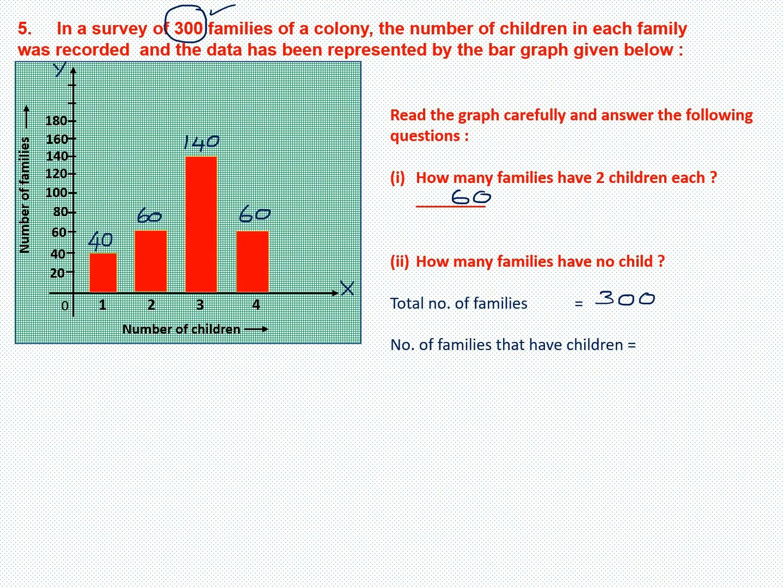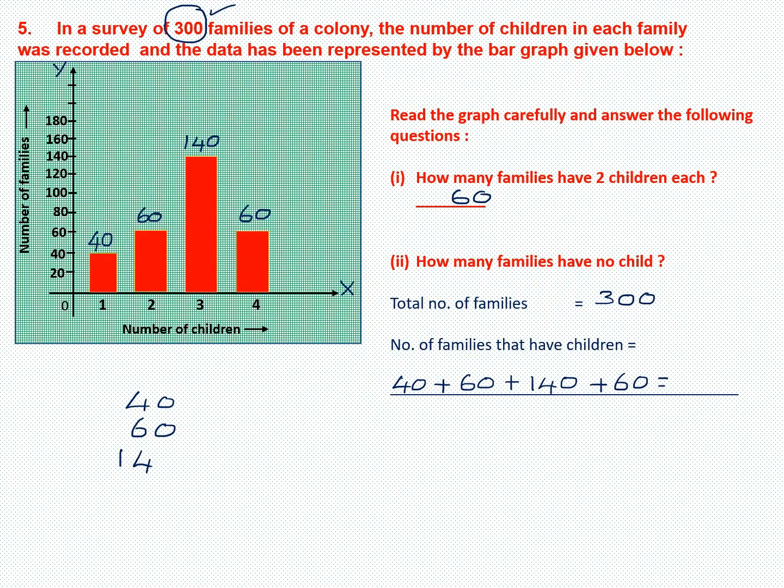Now, number of families that have children. The number of families that have one child is 40. 2 children, 60. 3 children, 140. 4 children, 60. So these are the families that have children. Let's see how many families have children. So 40, let's add it all up. 140 and 60. Let's add this up. 0, 4 plus 6 is 10, 10 plus 4 is 14, 14 plus 6 is 20, 0 carry 2, 2 plus 1 is 3, 300 families.